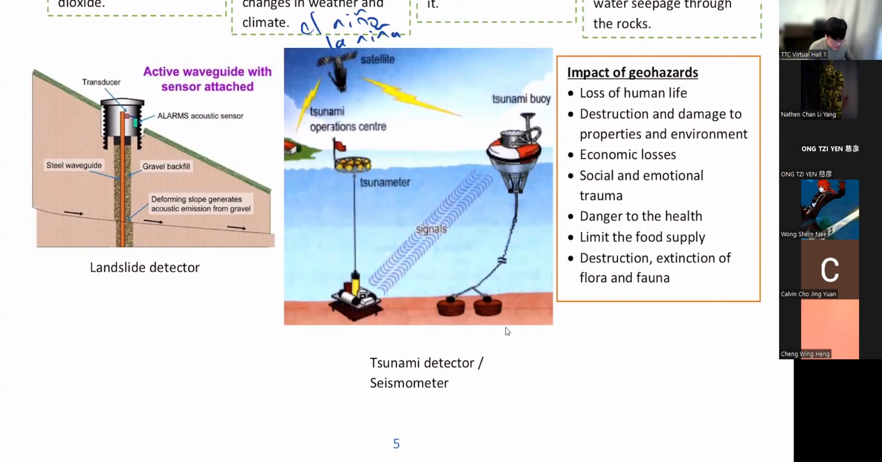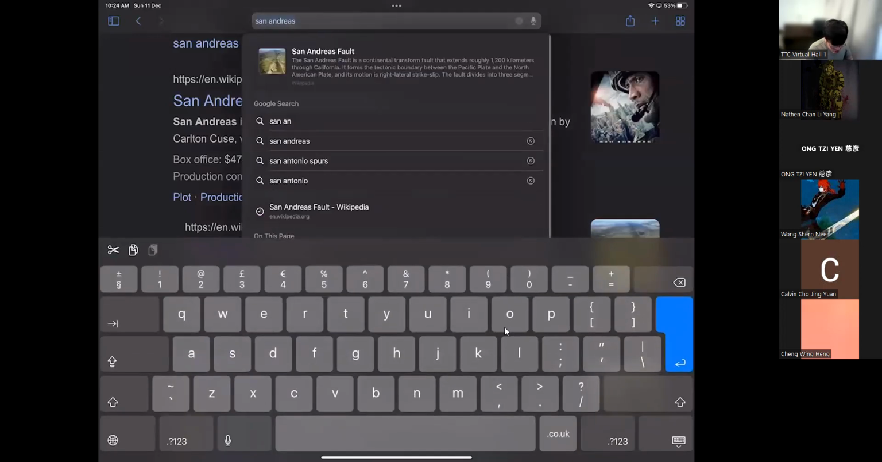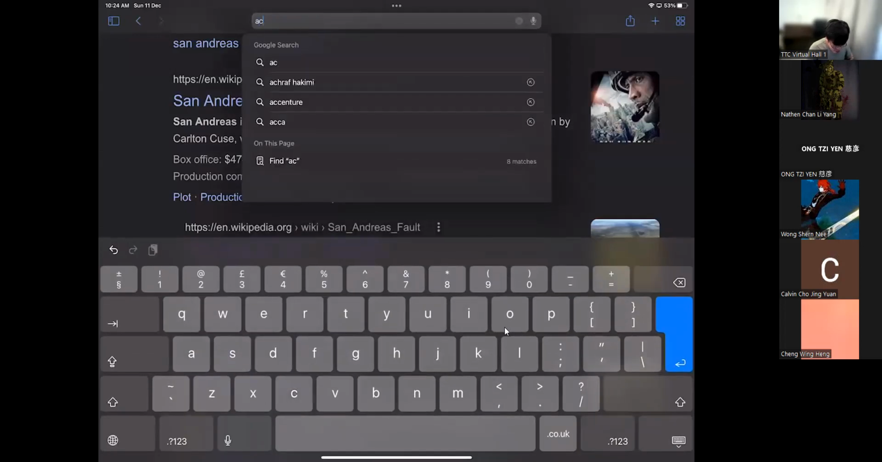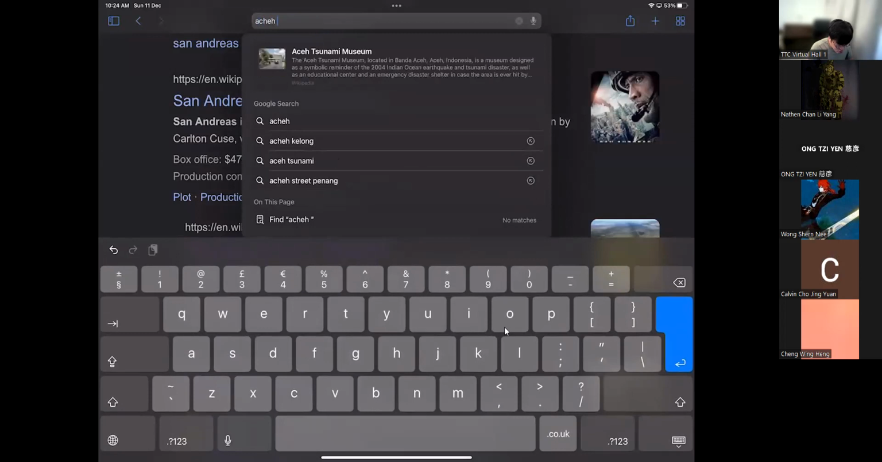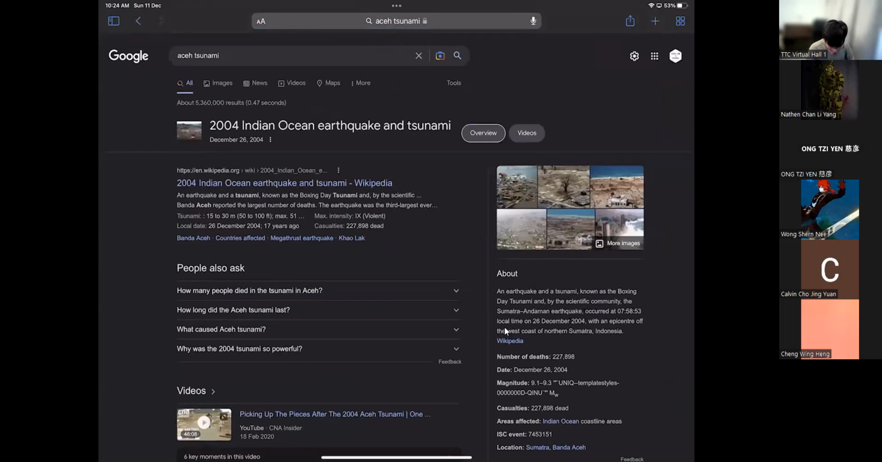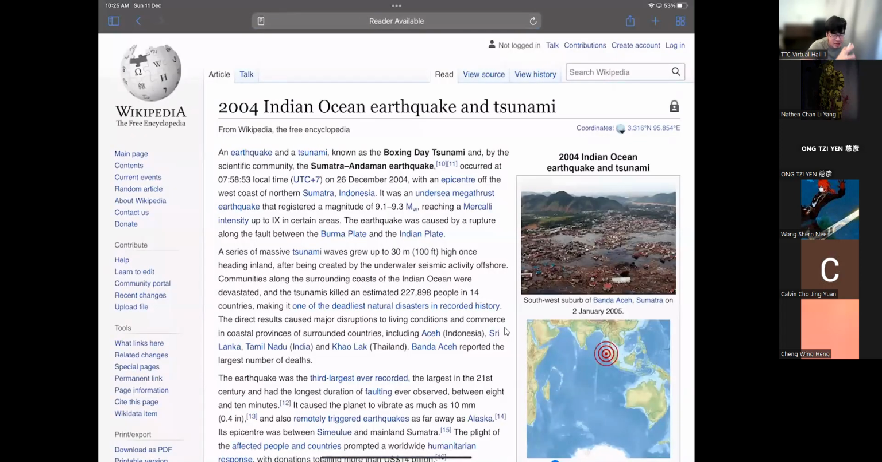This is the contrary from the Aceh tsunami. I bet many of you don't know this. I remember this very well because it happened on Boxing Day. You know what's Boxing Day? 26th of December, 2004. At that time, Indonesia had no such technology, no tsunami detector whatsoever. Japan has it, so it's not so bad.